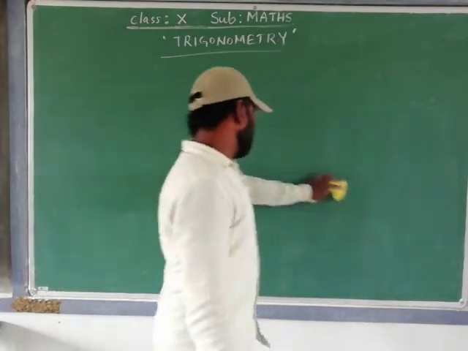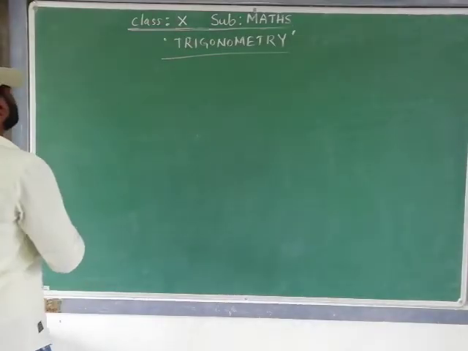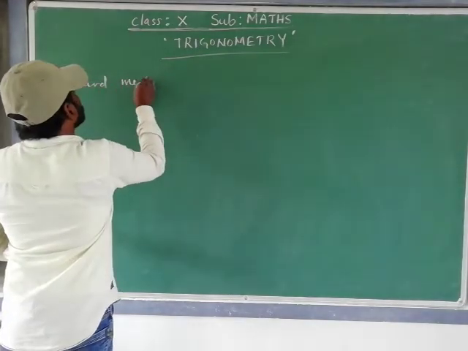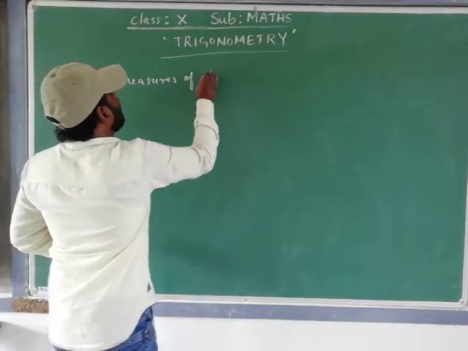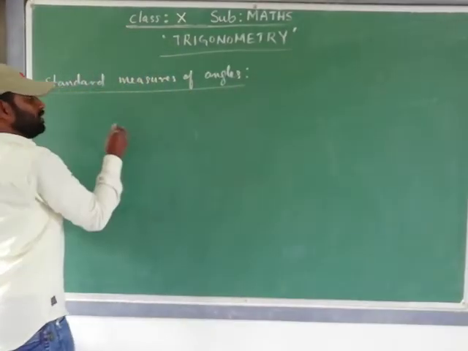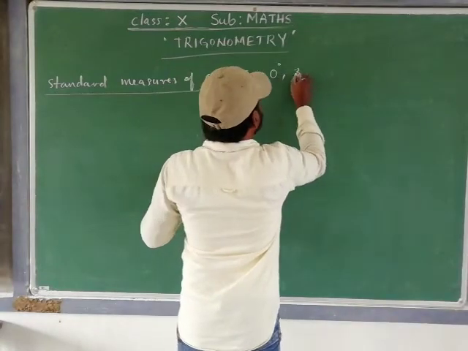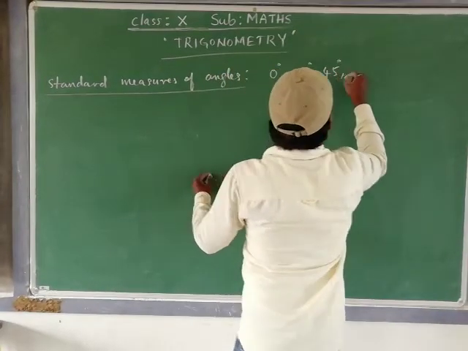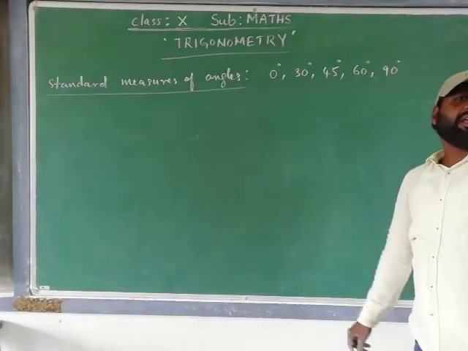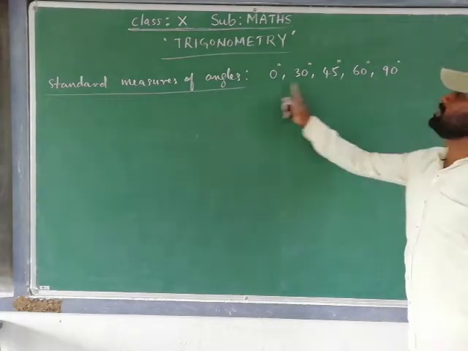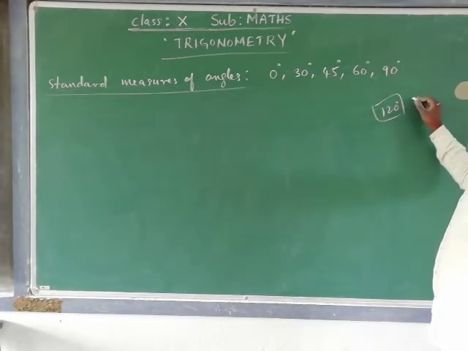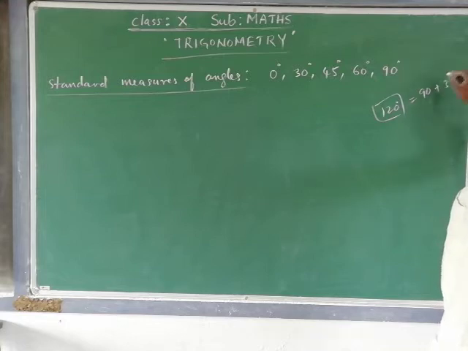Let us go for standard angles. What are the standard angles? We call 0 degrees, 30 degrees, 45 degrees, 60 degrees and 90 degrees. These are the basic standard angles. If any other angle is given, we will convert it by using them. Suppose you have 120 degrees, it is not a standard angle. How to write this 120 degrees? You will write 90 plus 30.